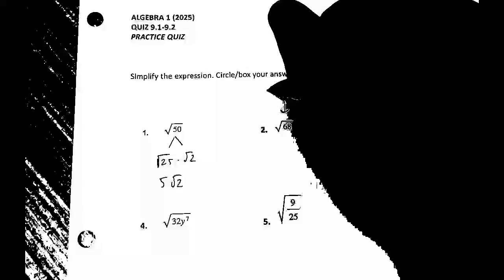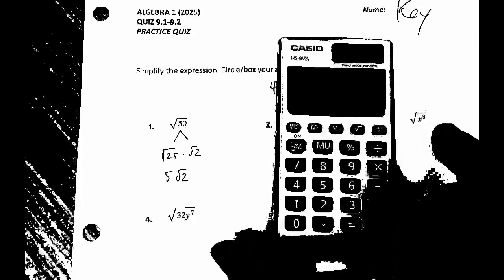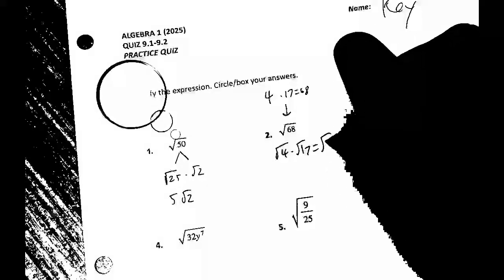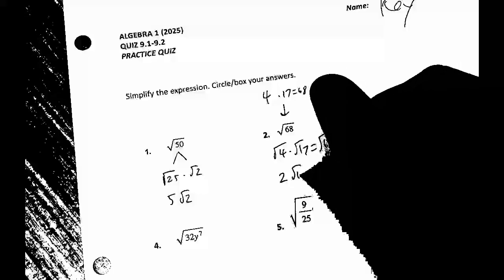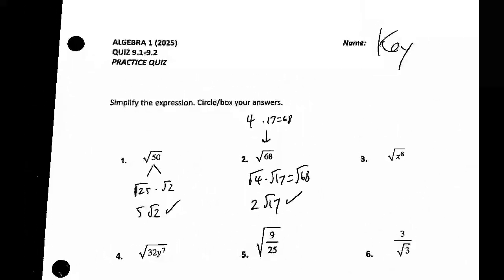We take the same approach here for 68. What is the biggest perfect square that goes into 68? Well, 4 goes into 68, and you can use your calculator to figure that out. You'll have a calculator, you can go through and test that. But 4 times 17 is 68. So we can rewrite this as root 4 times root 17 equals root 68, and we can simplify this to just be 2 root 17. Okay, that's your answer.